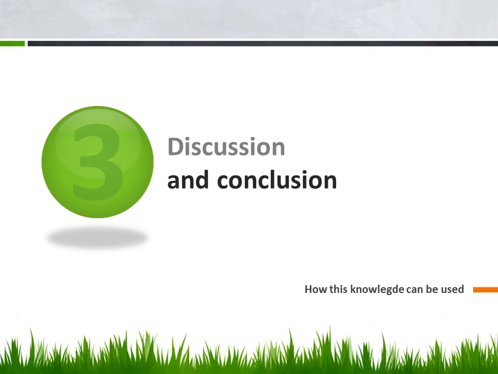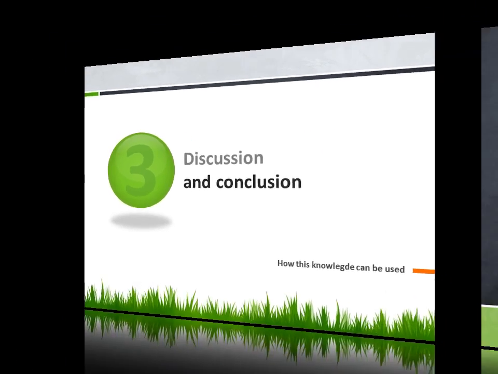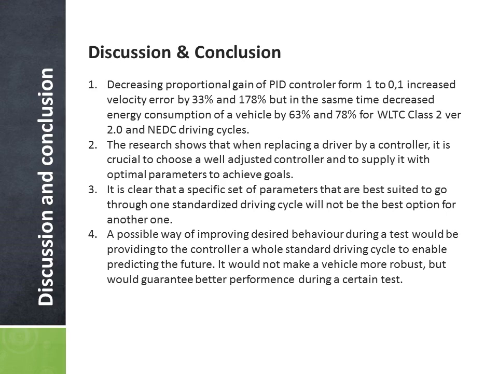Now let's move to the discussion. Decreasing proportional gain of the PID controller from 1 to 0.1 increased velocity error by 33 and 178%, but at the same time decreased energy consumption of a vehicle by 63 and 78% for WLTC class 2 version 2 and NEDC driving cycles.